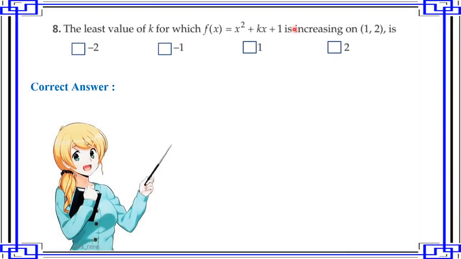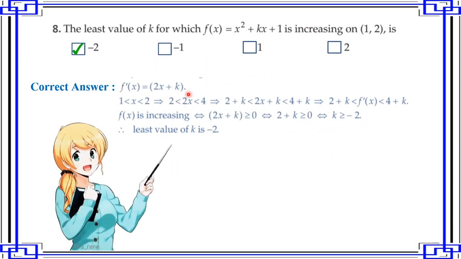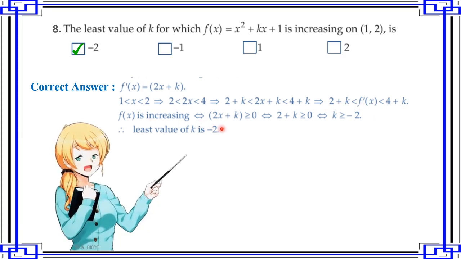The least value of k for which this is increasing on (1, 2). So first of all, again we have to take the first derivative, and we have to talk about the minimum value. Now x should be somewhere between 1 and 2. Multiply all the terms by 2 and then add k. So what are we getting? f dash x should be greater than 2 plus k and less than 4 plus k. So f(x) is increasing when 2x plus k is greater than or equal to 0. It means 2 plus k is greater than or equal to 0, and k should be greater than or equal to minus 2. So the correct answer is the first one.